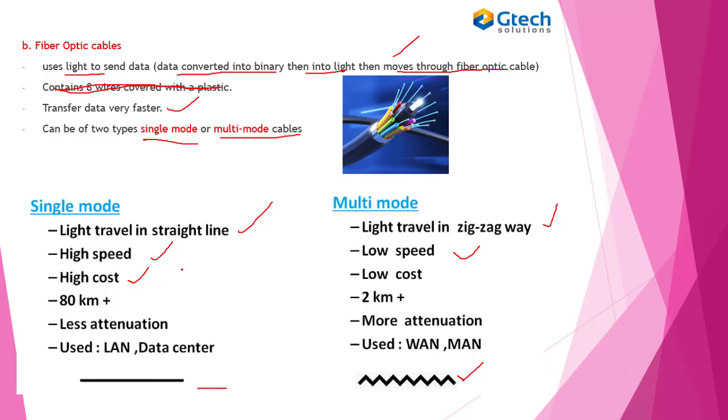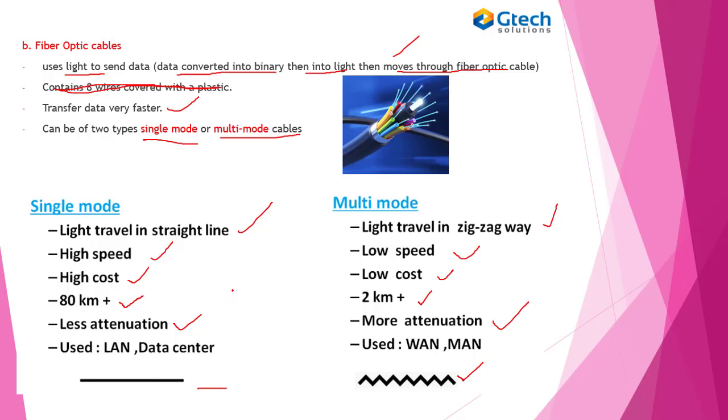So I hope you understand what I mean. In multi-mode, there is low cost. Bad things come with low prices. Single mode can cover up to 80 km, but multi-mode only 2 km plus. In single mode, there is less attenuation, but in multi-mode, there is more attenuation.